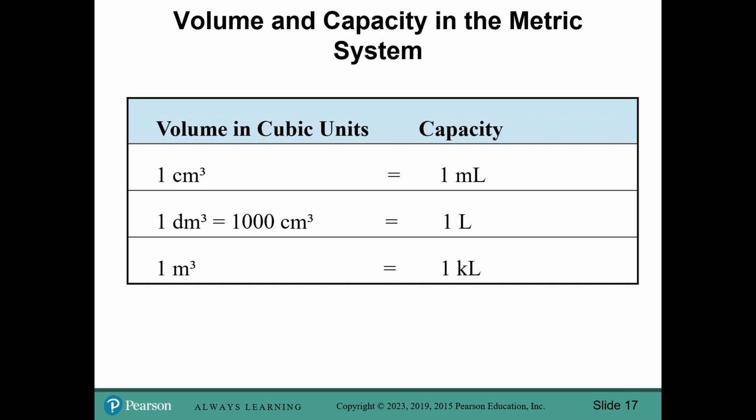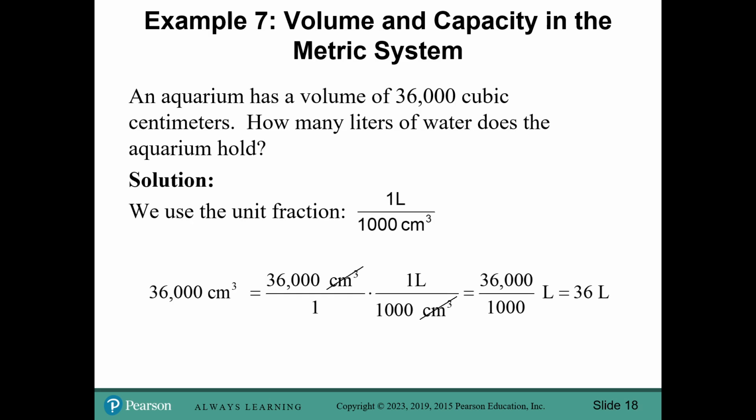Okay. Now, we also can look at this in volumetric capacities here. So, volume in cubic units versus our capacity for centimeters here. 1 centimeter cubed is the same thing as 1 milliliter. 1 decimeter cubed, which is 1,000 centimeters cubed, is 1 liter. Okay, and 1 meter cubed is the same thing as 1 kiloliter. So we got an interesting conversion there. All right, we've got our chart. We might refer back to it in just a second.